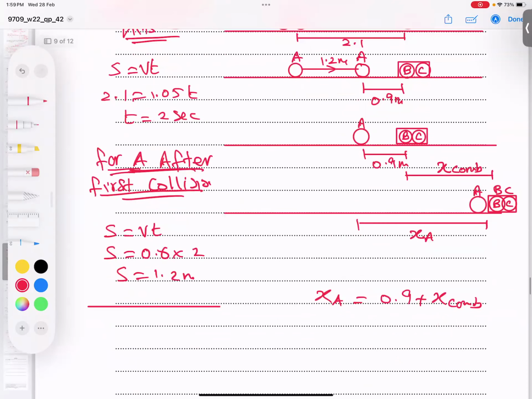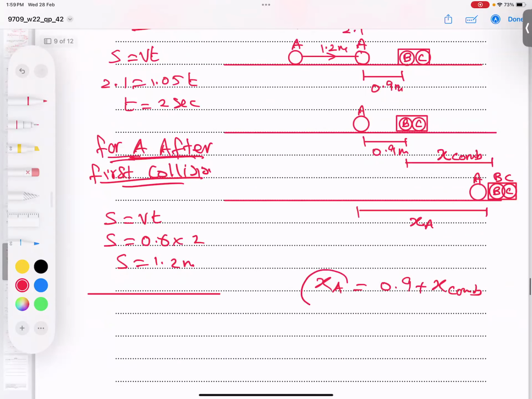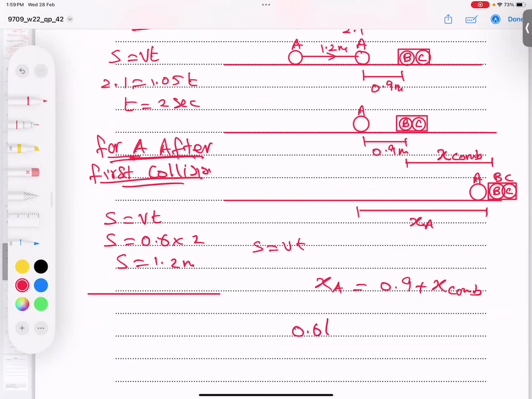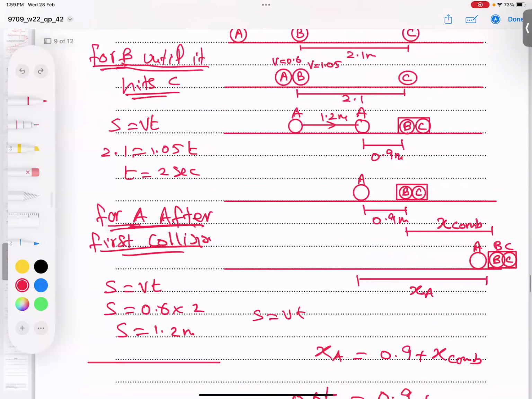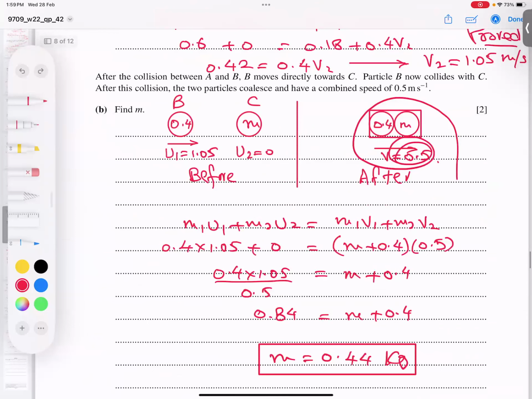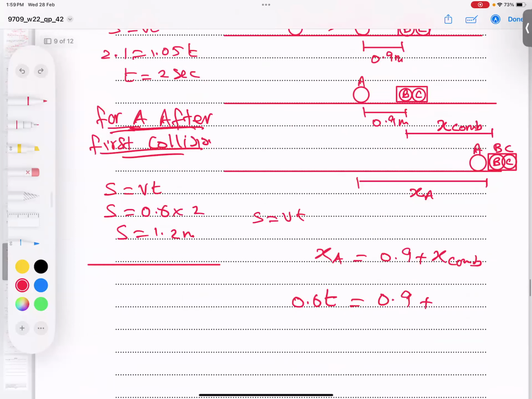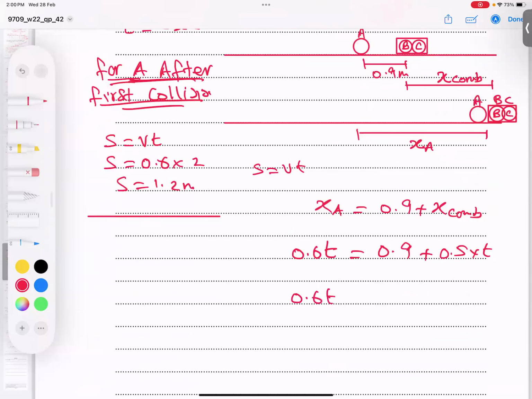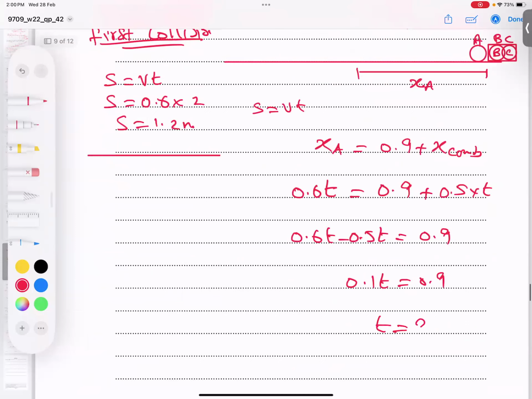So what is the distance traveled by particle A? The distance formula is V into T, and V is 0.6 throughout, so 0.6 into T, and 0.9 is already there. And what is the combined? The combined speed after the hitting is 0.5, and it is not changing throughout. Again the same formula, velocity into time, so 0.5 into t. Bringing 0.5 t to this side, 0.6 t minus 0.5 t equals 0.9, and here I get 0.1, so the time becomes 9 seconds.